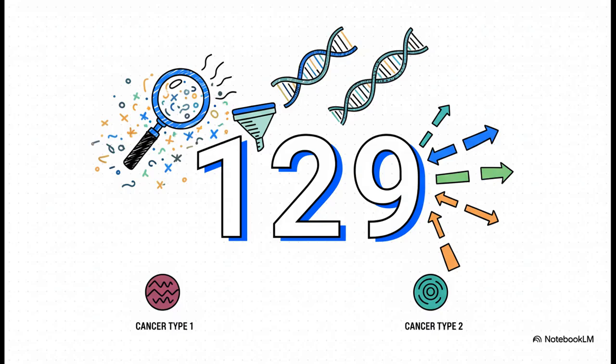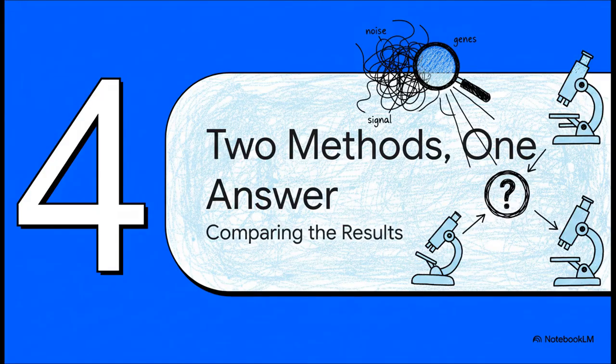So LIMMA runs its own analysis using the same strict quality filters. And what does it come back with? Its own list of significant genes. The number? 129. All right, here it is, the moment of truth. We've sent in two different detectives using two very different methods to look at the same evidence. They've both come back with a list of suspects. The big question is, did they point to the same culprits?